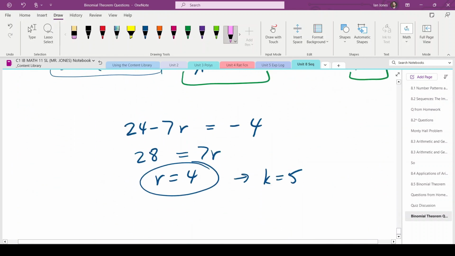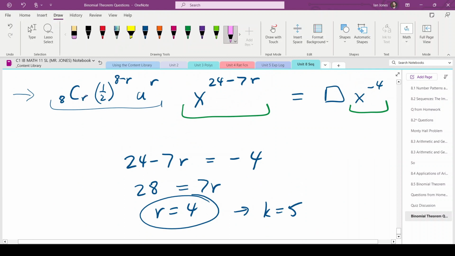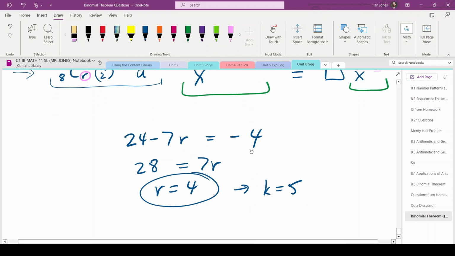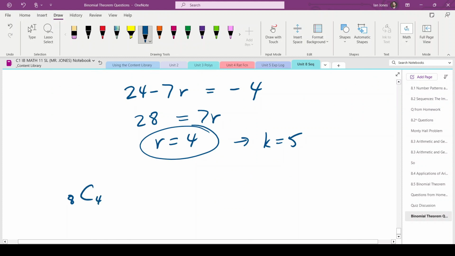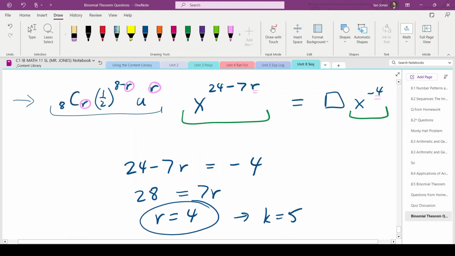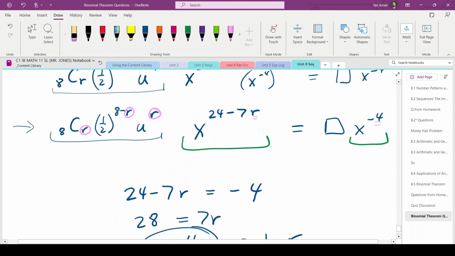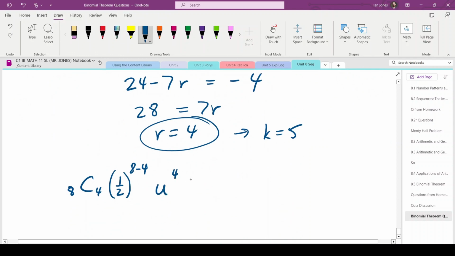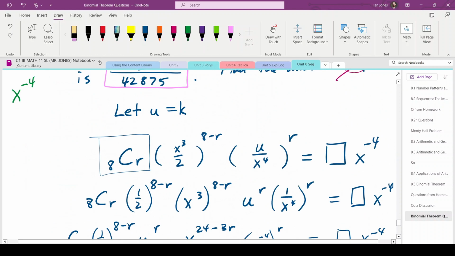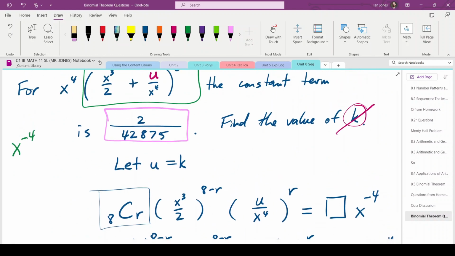So, r is 4. I'm going to substitute r in here, here, and here. And here if you want. 24 minus 7 times 4, that's negative 4. That matches right there. Okay, so that's fine. So my constant, I have 8 choose 4 times 1/2 to the 8 minus 4 u to the 4, and that has to equal 2 over 42,875.